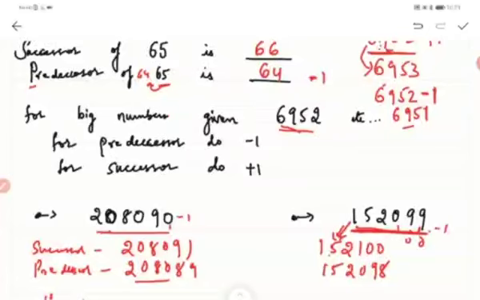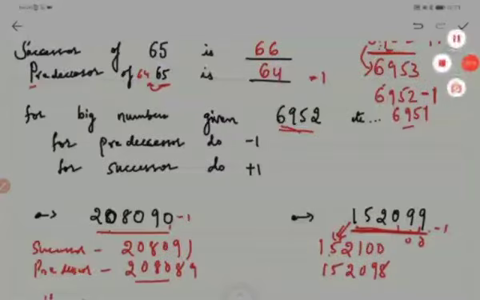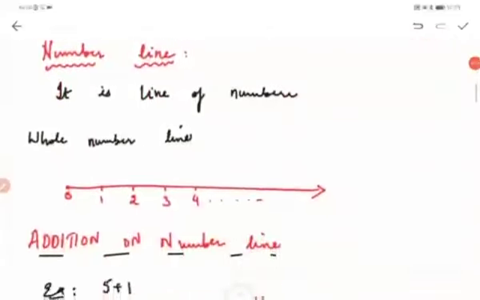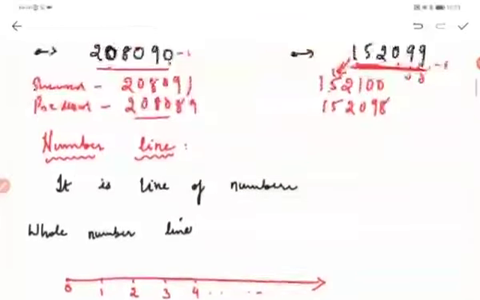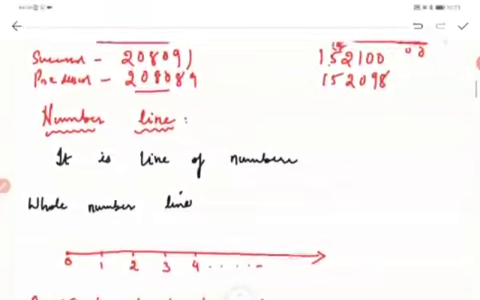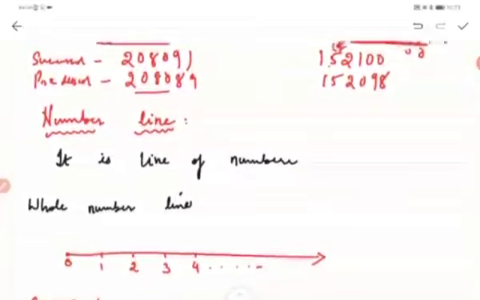Okay, I think I can stop here. And also you have seen the number line in the video. How to draw the number line, we will discuss in the next video, inshallah.